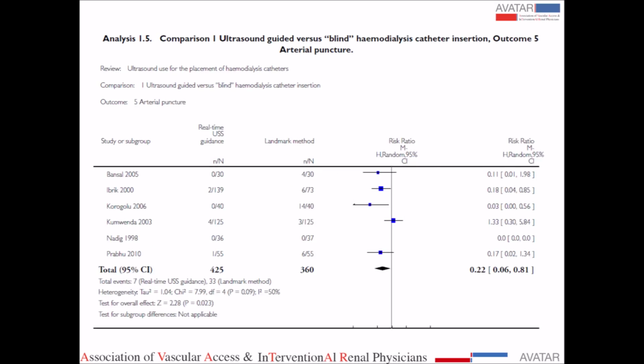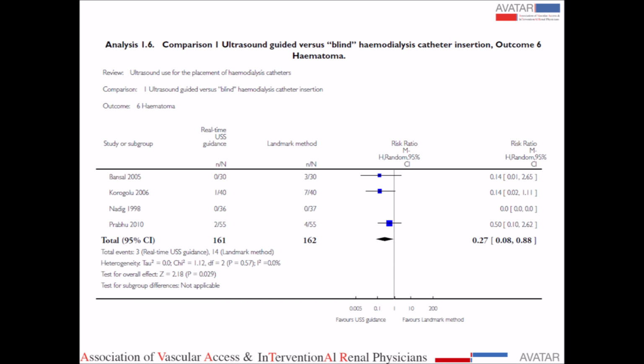If we talk about arterial puncture, then there is about a 78% risk reduction. But surprisingly, there is one trial which has mentioned that the arterial puncture rates are more in ultrasound guided insertion as compared to the landmark technique. I don't know the reason why they have found more incidence of arterial puncture, but otherwise all the guidelines as well as all the trials and meta-analyses have shown that there is a reduction in arterial puncture if you are using ultrasound guidance.